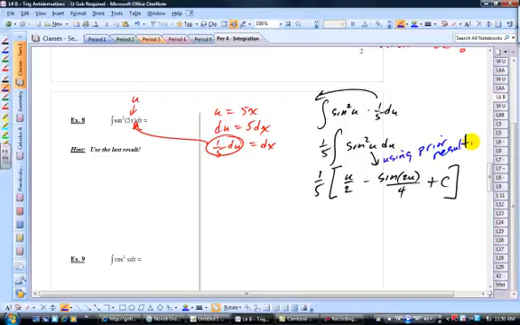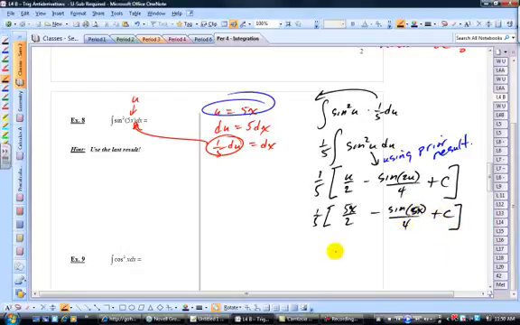And then you have to bring in, well, you know that u is 5x. So I better bring back the x's in. And so I get 1/5, okay, times, what is that? 5x divided by 2 minus sine of 5x divided by 4 plus c. And what do you think the last step is going to be? Distribute through. Okay? So here we go. 1/5 of 5x over 2 just becomes x divided by 2. The 5's cancel. Okay? And then minus sine of 5x divided by what?